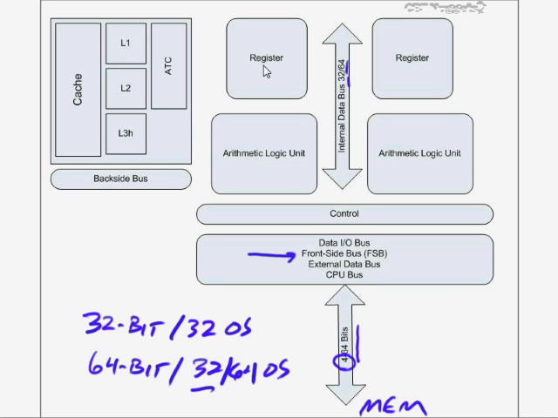Oh, and I guess I better explain what these registers are too. A register is kind of like a scratch paper. When it does these calculations in the ALU, sometimes it has to have a holding place to put something down while it thinks about something else.